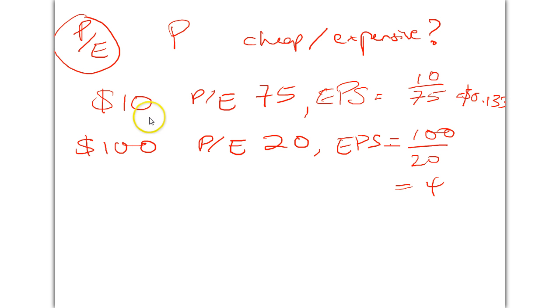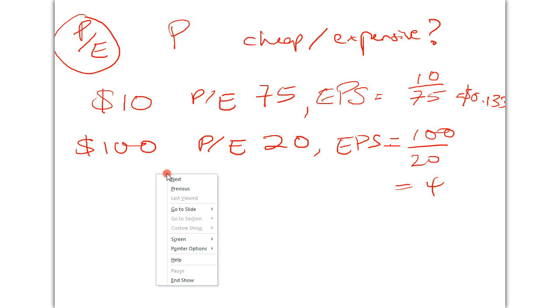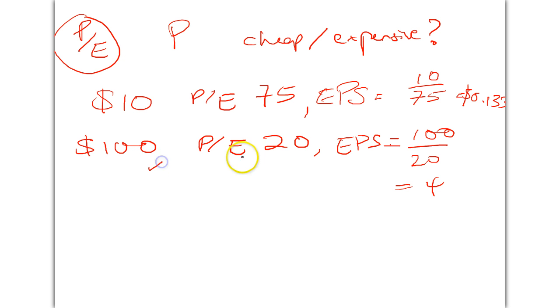So although the stock price is 100 over here, looking at the PE, given that it's only 20, we can calculate that earnings per share is $4, which is much higher compared to the other. So in this case, we say that this particular stock, though the stock price is more expensive, is actually a cheaper stock, because there is a high earnings per share.